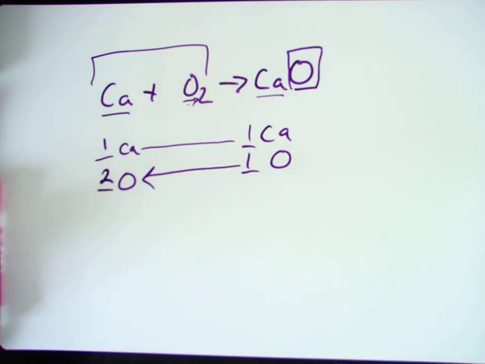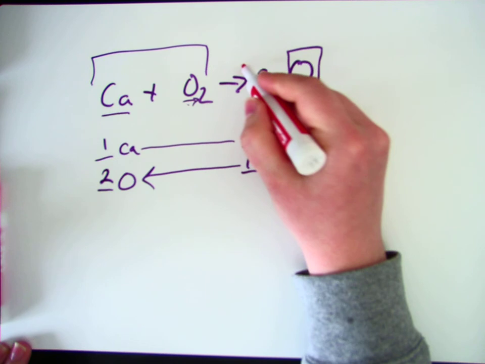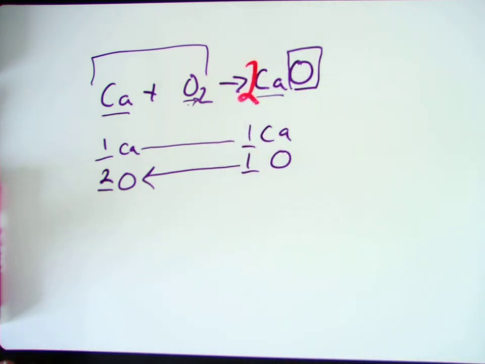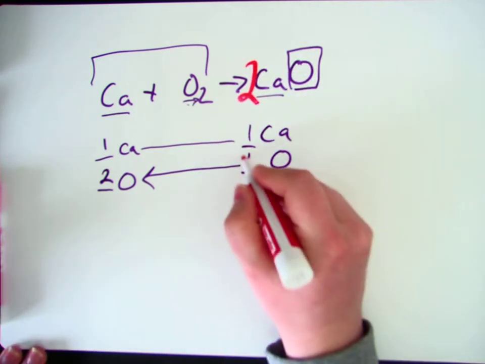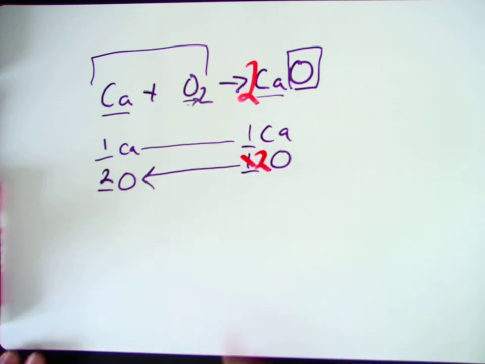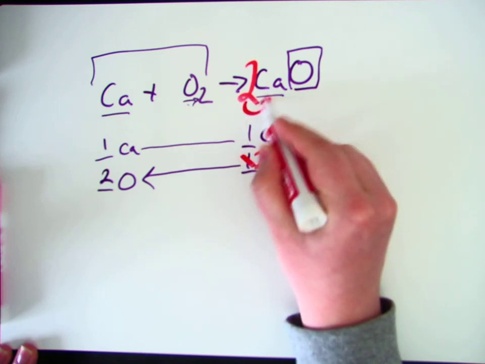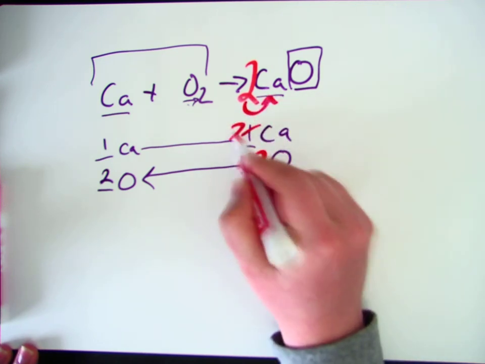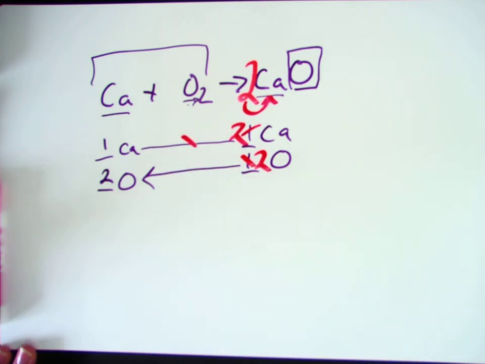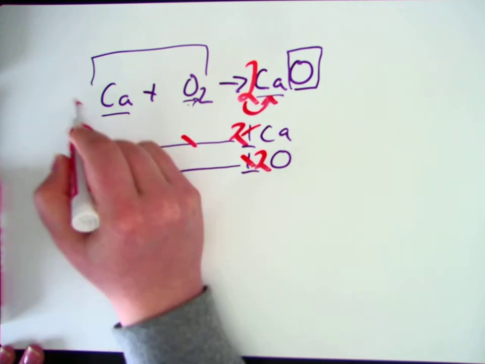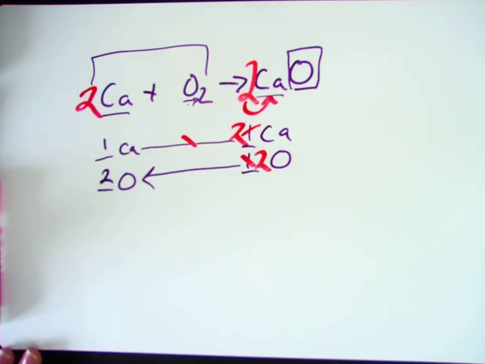So basically, to make sure the oxygens line up, we have to add a 2 to the product side. Okay, so now that's going to give us 2 here, which is going to make this agree. However, now we also have 2 on that calcium. So now we don't have this in agreement. So now all we have to do to make it balance is add a 2 to this side.